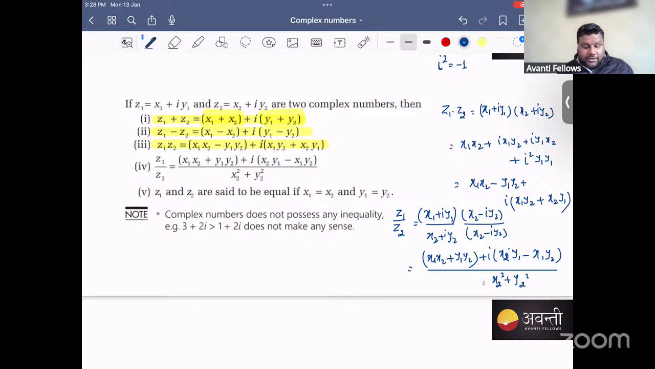Now, as far as equality is concerned, Z1 and Z2 are said to be equal if their real parts are equal as well as their imaginary parts are equal. But the main and most important thing is you cannot compare two complex numbers except for equality.